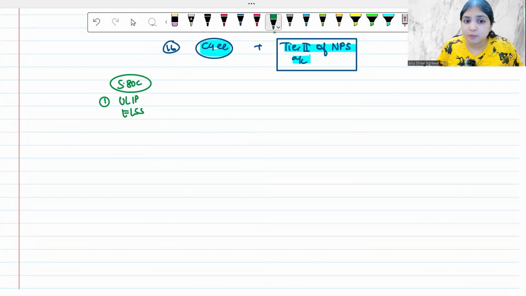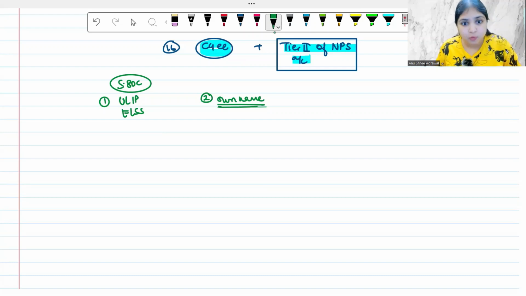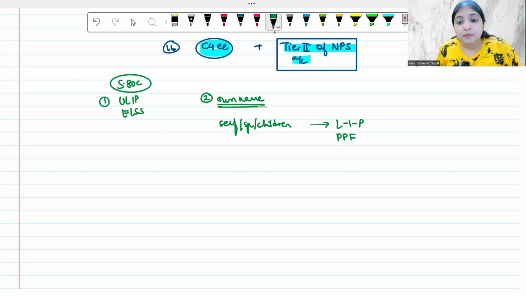Another important point which you should remember, under 80C all the investments, all the contributions have to be in assessee's own name only. For example, if the assessee is making an FD, it has to be in assessee's own name only. Where is it allowed to be in others' names also? Where are self, spouse, children allowed? In life insurance premium, self, spouse, children is allowed. Even in PPF, self, spouse, children is allowed. Even in ULIP, self, spouse, children is allowed.